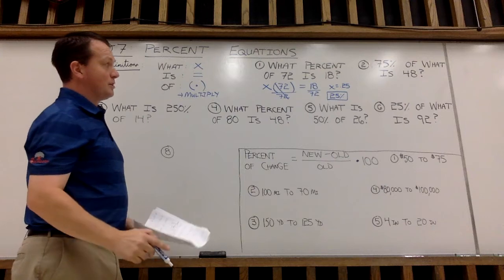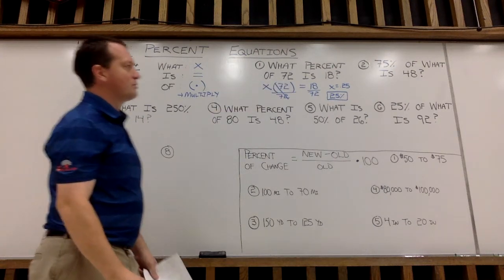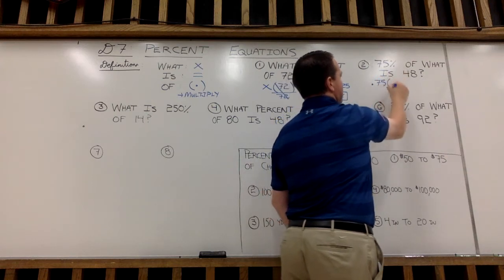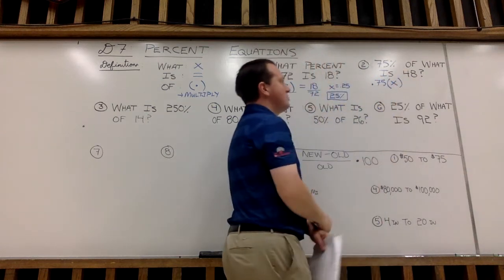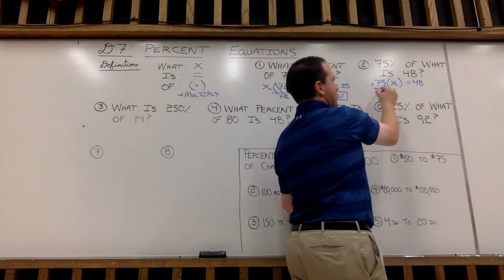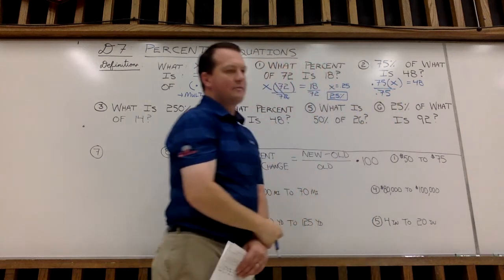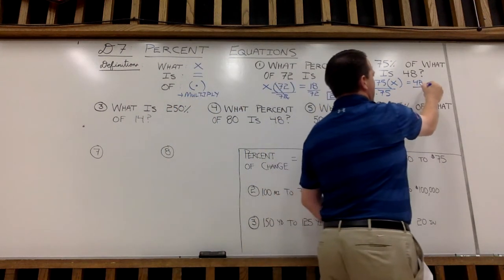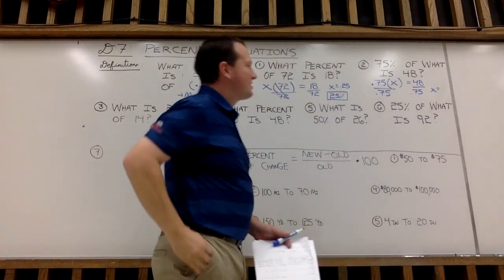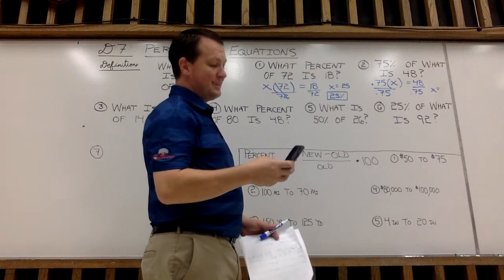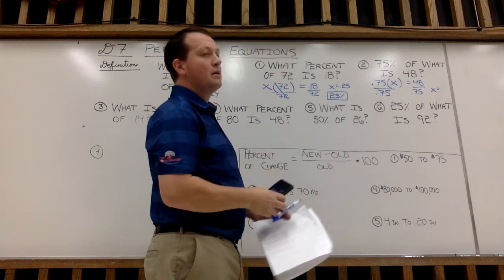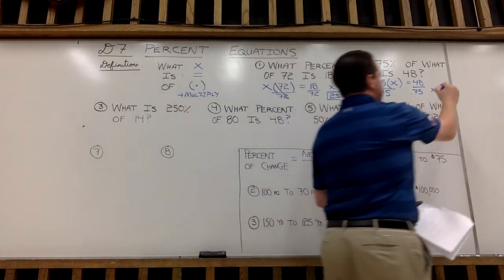Example 2, I am going to take 75%. I need to make that a usable number, so 0.75, of, times what? x, is, equals 48. To get x alone, I'll undo multiplying by 0.75 with dividing by 0.75 on both sides. 48 divided by 0.75, I believe, is 64. We'll just confirm it. 48 divided by 0.75 is 64.